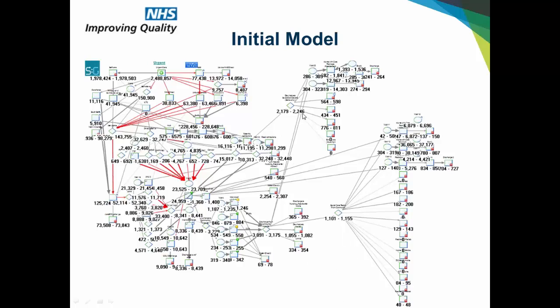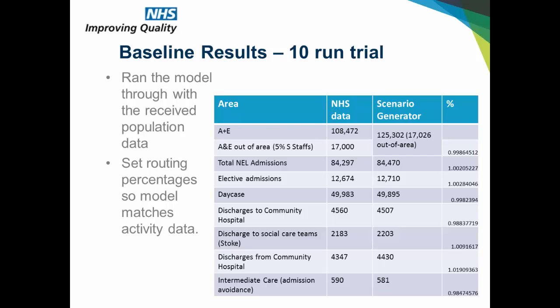Now, they validated this. We built this in Scenario Generator, which is our population health whole system modelling tool. And when they ran through the model with the population data for the area, they set the percentages routing activity from one part of the system to the next, so that they had a pretty good match between their own local data and what the simulation was producing. So you can see that in the table there.